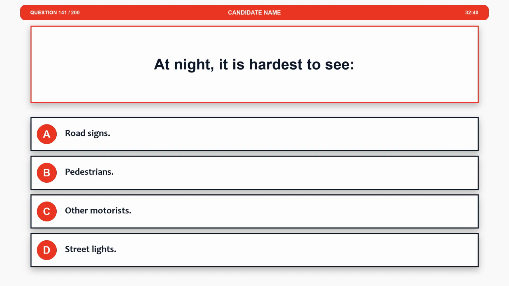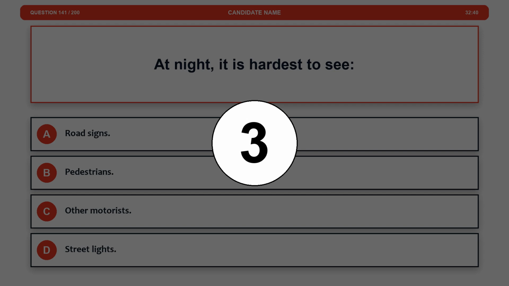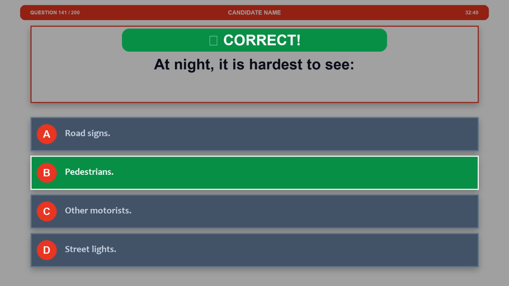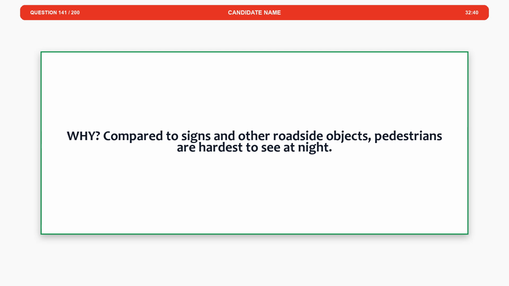Question 141. At night, it is hardest to see: Option A, road signs. Option B, pedestrians. Option C, other motorists. Option D, street lights. The correct answer is option B, pedestrians. Explanation. Compared to signs and other roadside objects, pedestrians are hardest to see at night.